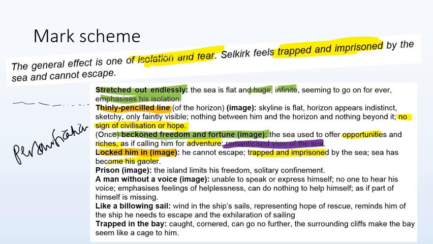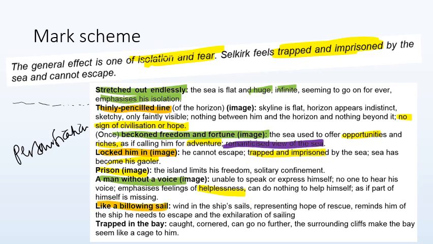The image of the prison too, which we touched on ourselves. The fact that the island limits his freedom, it's like he's in solitary confinement, he's isolated all by himself. Man without a voice, he's unable to speak or express himself, no one can hear him, emphasizes his helplessness, the fact that he can't do anything to help himself. Like a piece of him is missing, like a part of his body is missing almost.